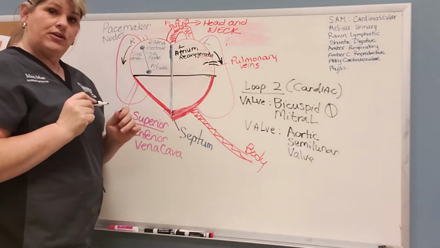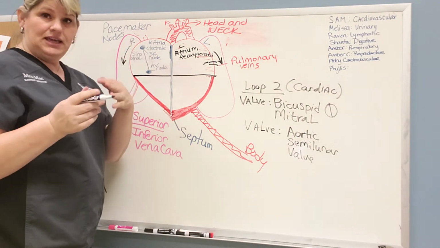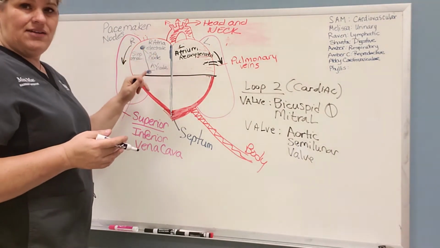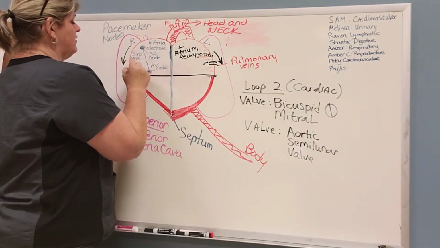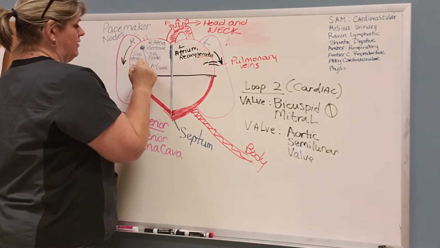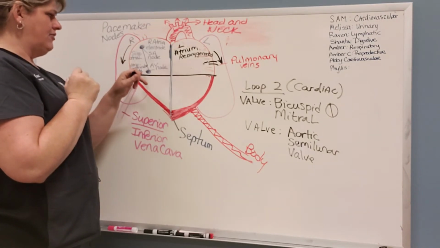And the way I remember the order is SAVE, right? S-A-V-E would normally be the word save, but it's S-A-A-V, save. This one is the atrioventricular node. Okay? So SA node, AV node.